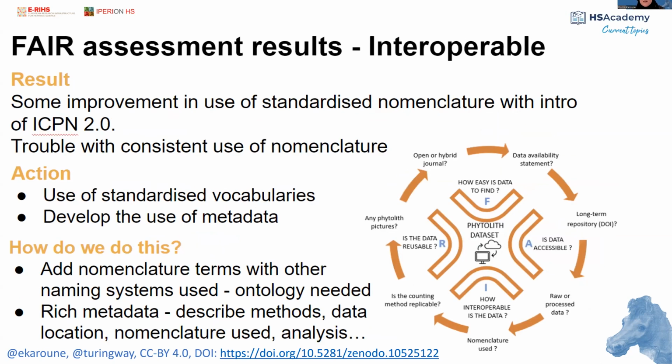The interoperability is the major sticking point in this discipline. We need to implement our standard nomenclatures, or at least say what we've done with the naming in a very transparent way. We're actually starting a project to work on an ontology, which we think is one of the solutions to this problem. An ontology is a way of comparing different nomenclatures and naming systems. That means that people don't need to use one specific one. It's a bit like a code book where you can work out what people have done in different ways. So we think that ontology is really the way to go for phytoliths.